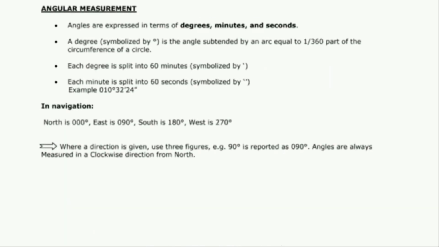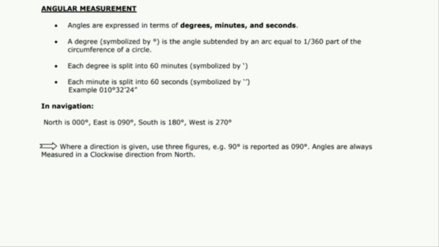Angular measurement. Angles are expressed in terms of degree, minute and second. A degree is the angle subtended by an arc equal to 1 by 360th part of the circumference of a circle. Each degree is split into 60 minutes, and you can see the symbol on the screen. Each minute is split into 60 seconds, and you can see the symbol on the screen. Example: 010 degree 32 minutes 24 seconds.